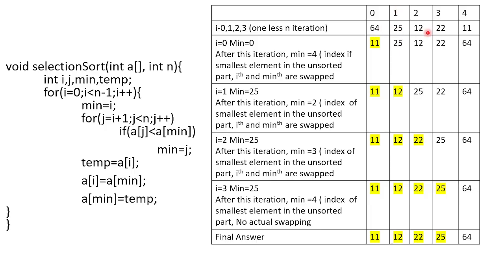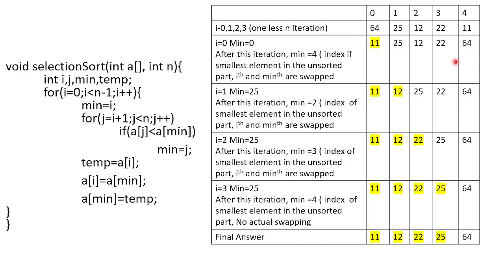Next, 25 and 12 are compared. 12 is less than that, so note it down. When you compare till the end, you get a smaller number. Till here it is 12, then 22 gives no change, then 11. 11 is the smallest element. When you get that index, here the index is 4, you have to exchange, you have to swap 11 and 64. That completes the first iteration.